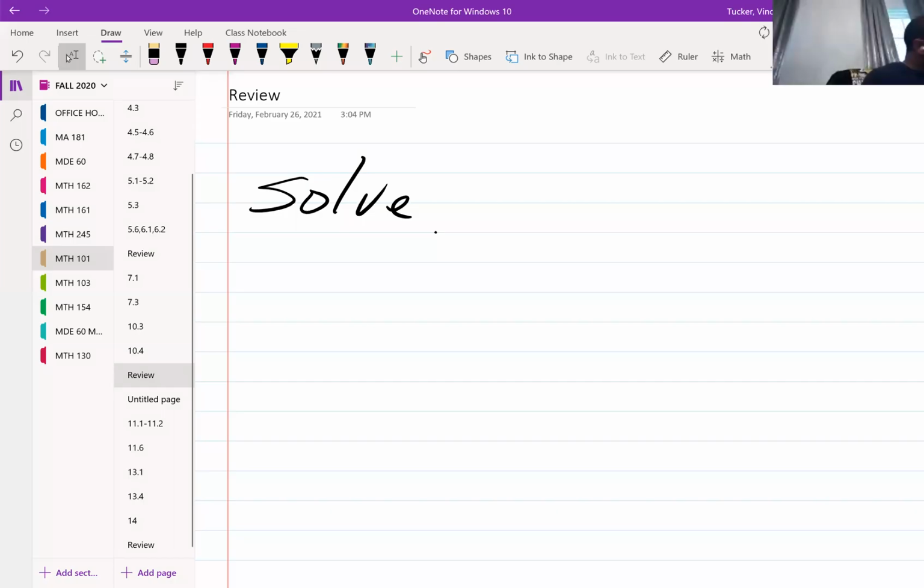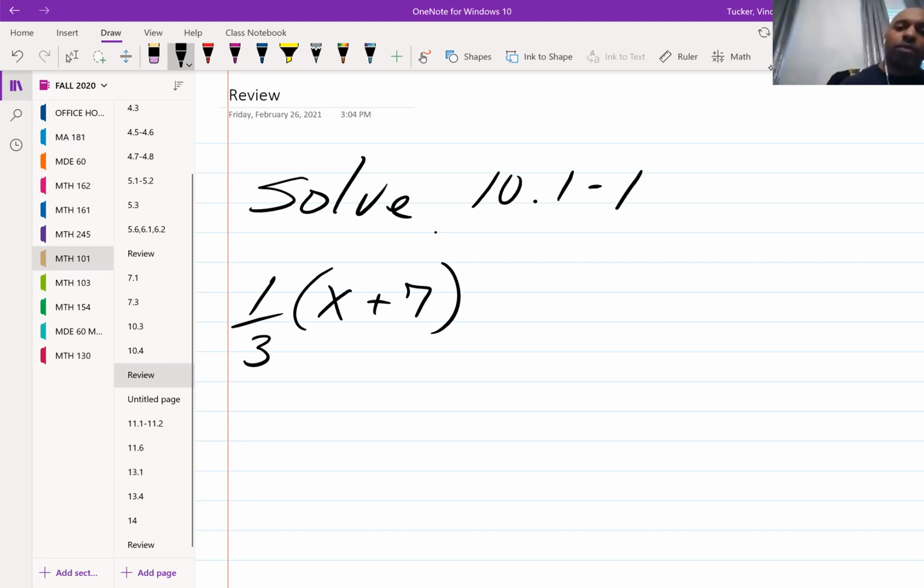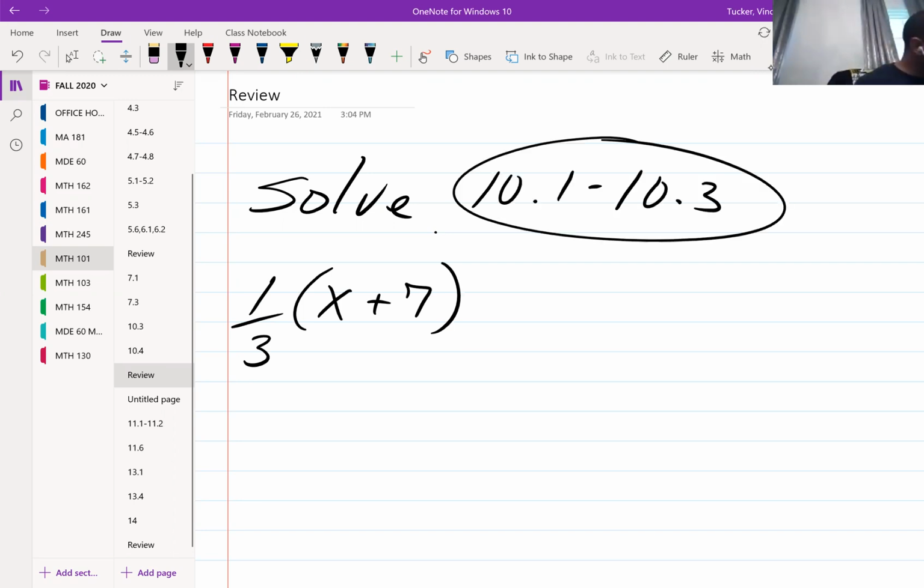All right, so let's just look at solving a few more equations. Let me see if I can find me a good one. And solving equations come out of 10.1 through 10.3, so those sections.